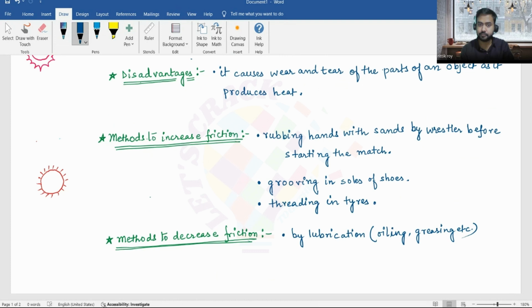Okay. Now the next thing we can do is by applying powder in carom boards.